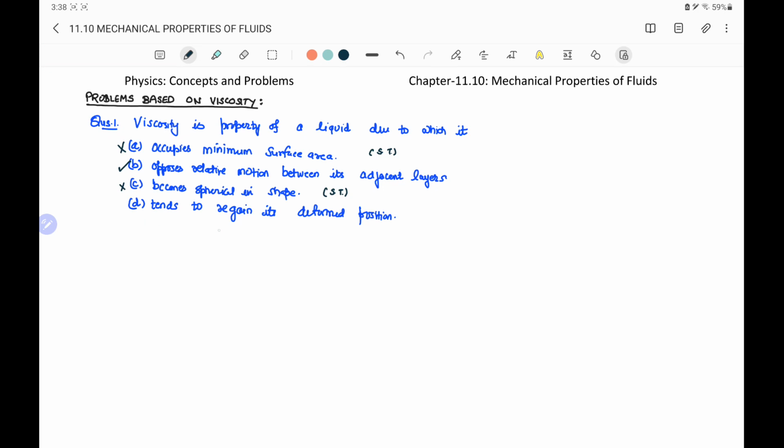And option D is tends to regain its deformed position. It is the property of elasticity of the body. Hence option D is also incorrect.